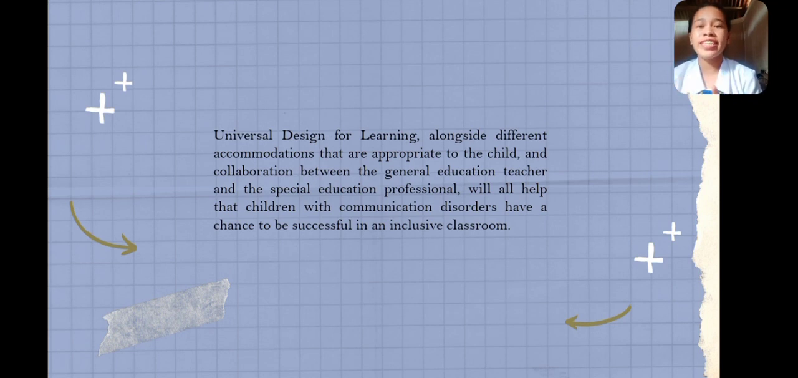Universal Design for Learning, alongside different accommodations that are appropriate to the child, and collaboration between the general education teacher and the special education professional will all help children with communication disorders or difficulties to have a chance to be successful in an inclusive classroom.